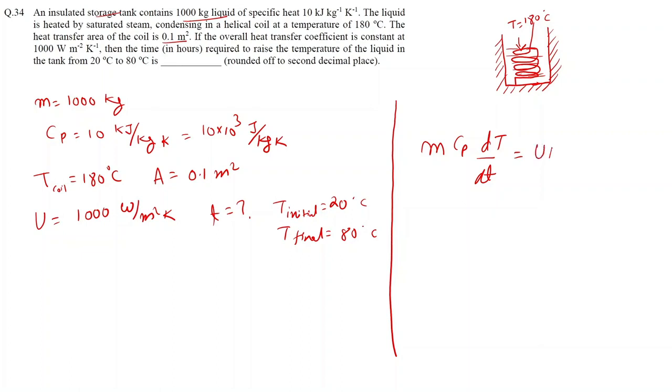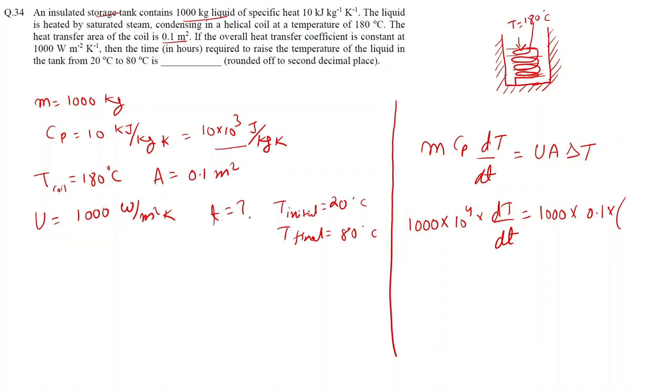So that is given as UA delta T. So we will just replace the values over here. The mass we have been given is 1000, and Cp is 10 raised to 4 from over here. Then dT/dt we have to find. The overall heat transfer coefficient U is given as 1000, and the area is 0.1 meter square, times delta T.